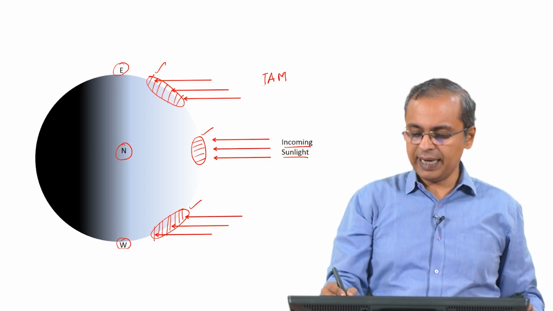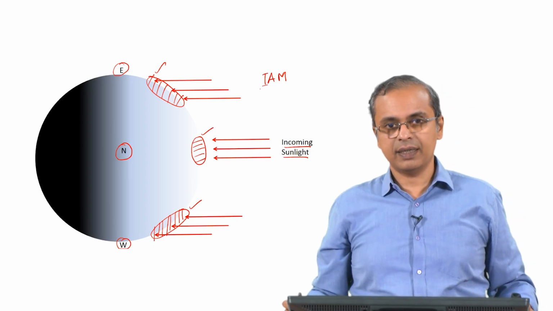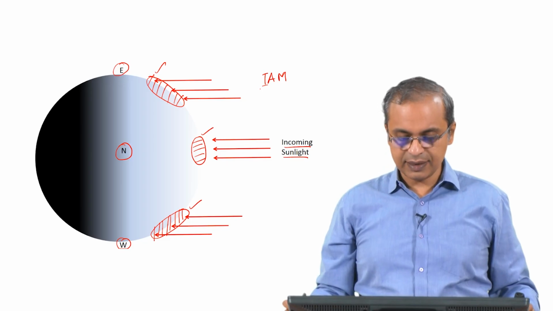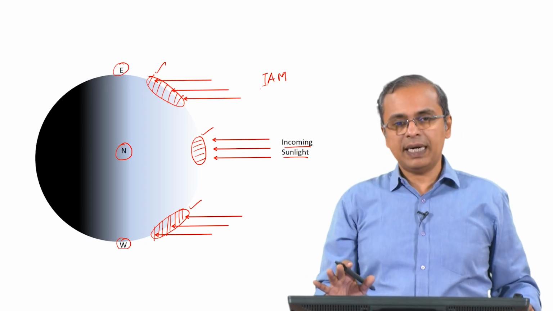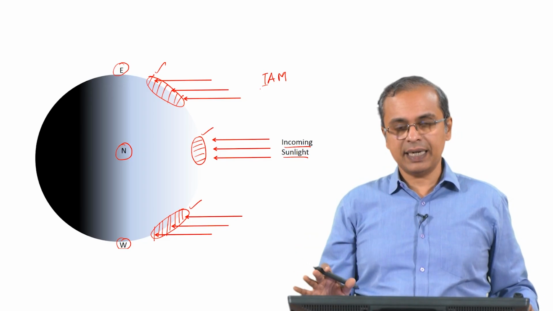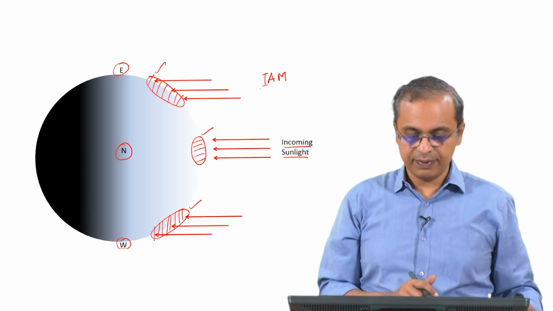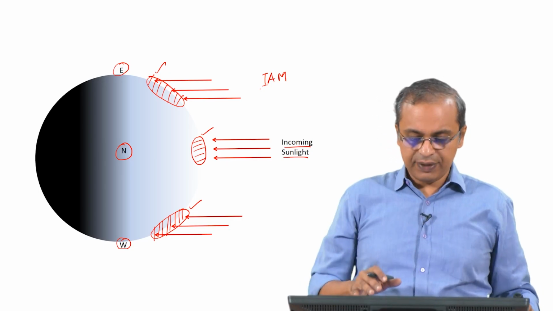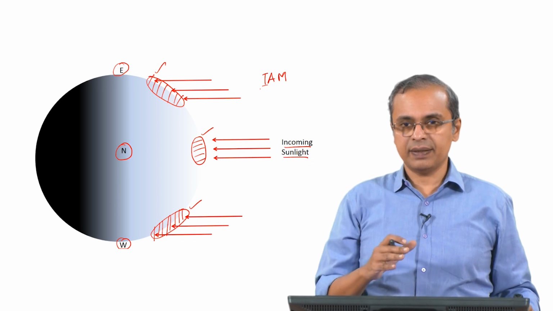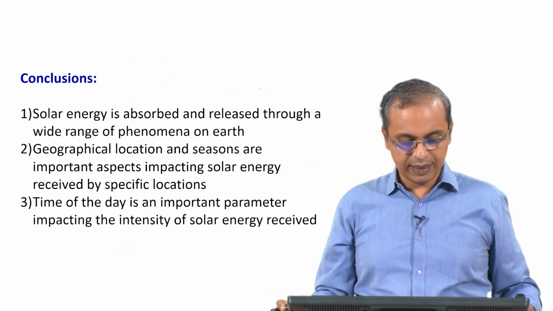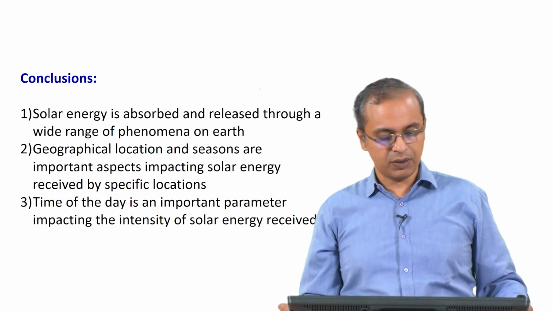So this is this IAM, and we will see that in greater detail in one of our later classes, but it sort of conveys to you what happens with respect to incoming sunlight at different points in the day. Okay. So we looked at three different things in this class. In conclusion, we will try to sum these three aspects together.